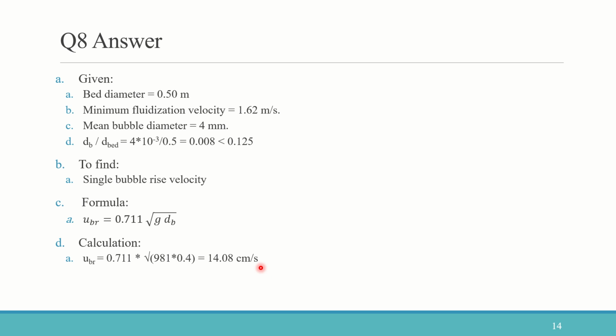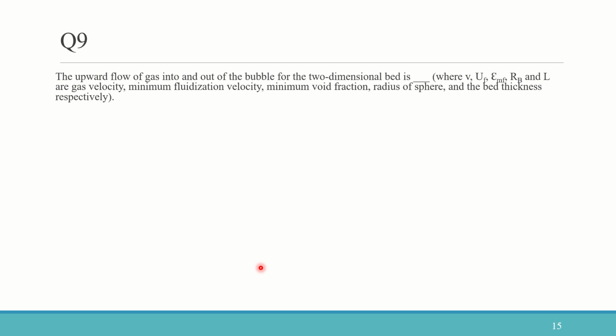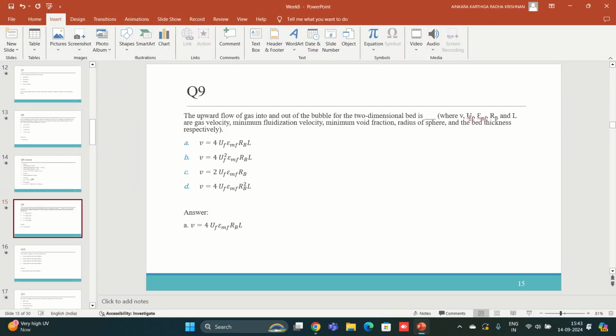So I guess you are clear with that. Now let us go to question 9. In question 9, it is mentioned that the upward flow of gas into and out of the bubble for a two-dimensional bed is dash, where V, U, F, epsilon MF, RB and L are gas velocity and minimum fluidization velocity, minimum void fraction. RB is... should be UMF.